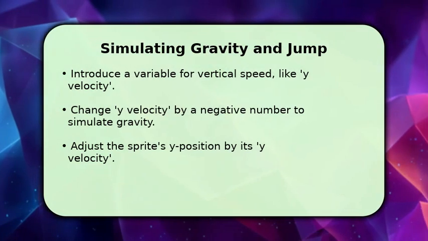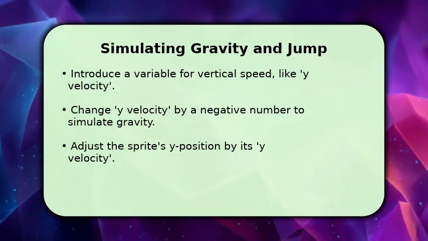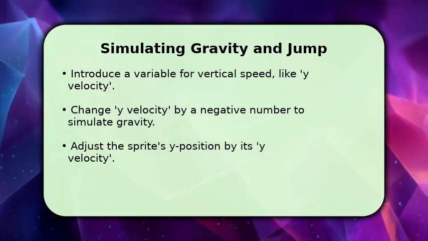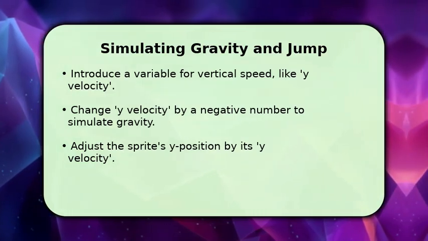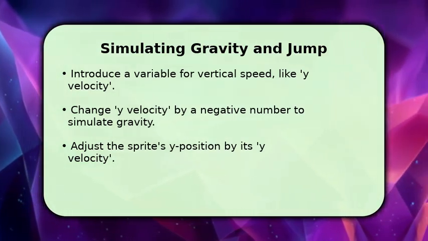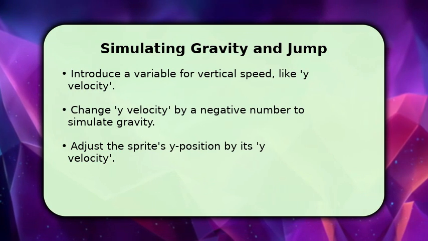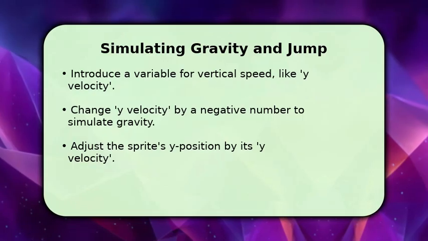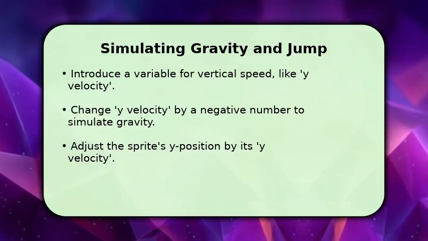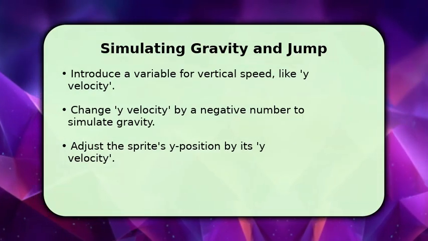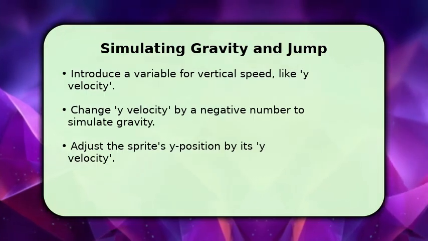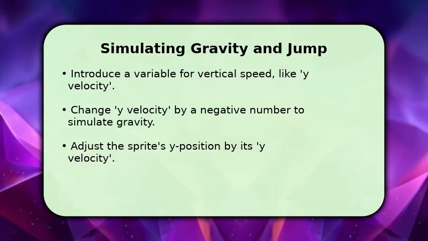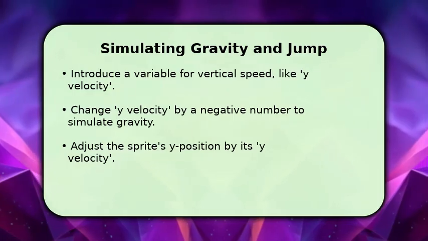To add a more realistic vertical bounce, we'll simulate gravity. Create a new variable called y-velocity. In your loop, change y-velocity by a negative number, for example, -1, to pull the sprite downwards. Then, change the sprite's y-position by its y-velocity. When the sprite touches the ground, set y-velocity to a positive number, like 15, to make it jump upwards again.